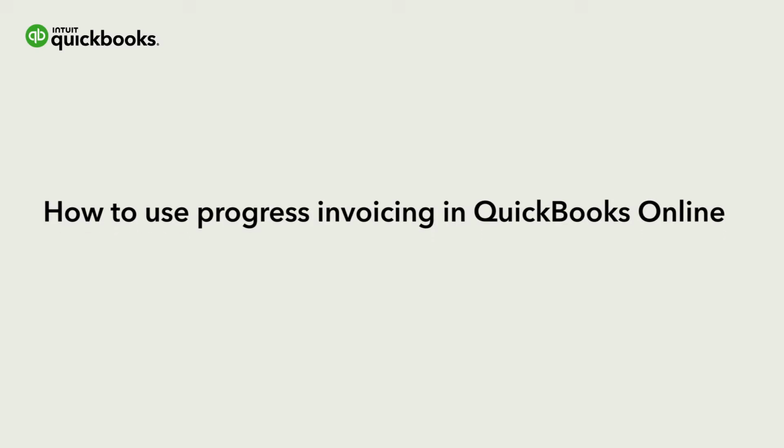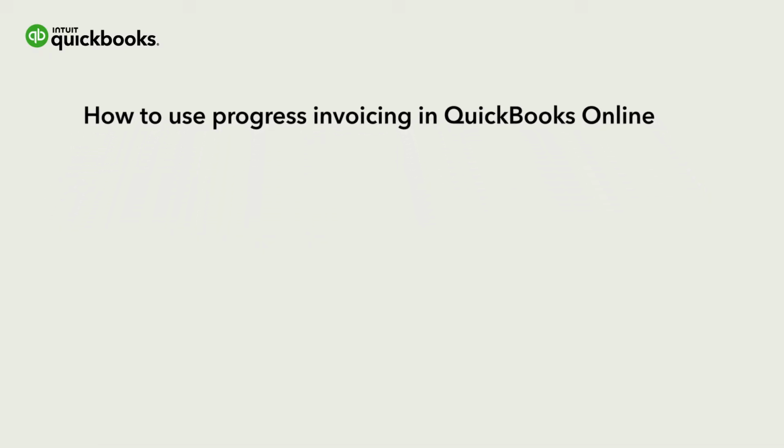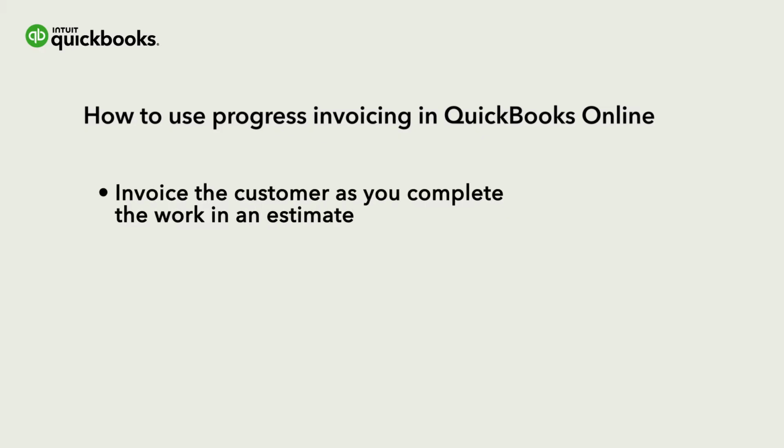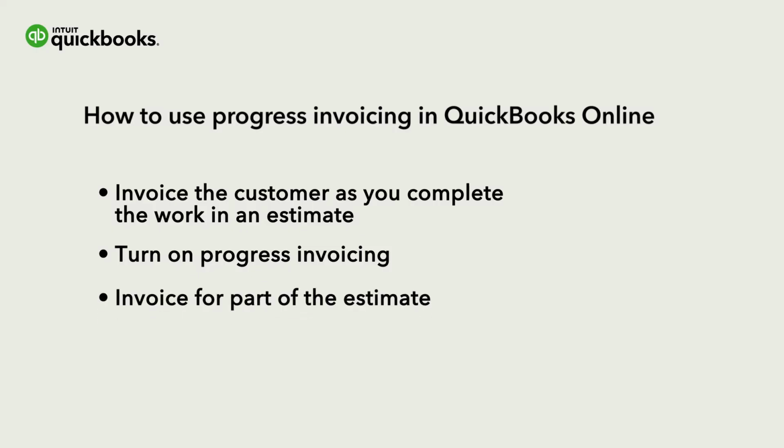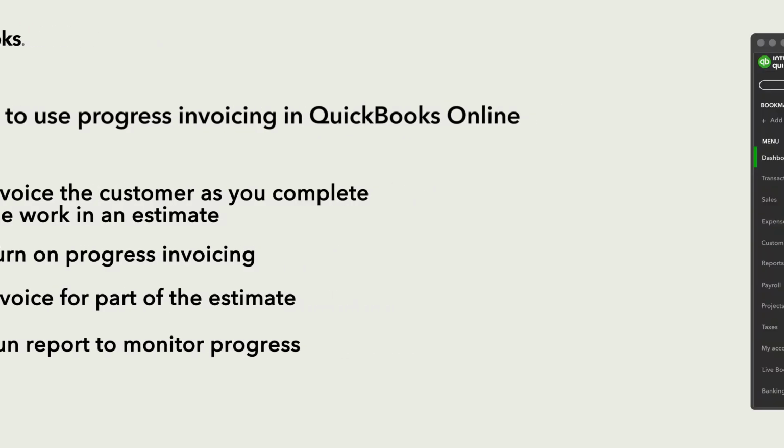With QuickBooks Online, you can use progress invoicing to send an estimate to a customer and then invoice them over time as you complete the work. Let's go over how to turn on progress invoicing, invoice for part of the estimate, and then run a report to monitor the progress of all your open estimates.